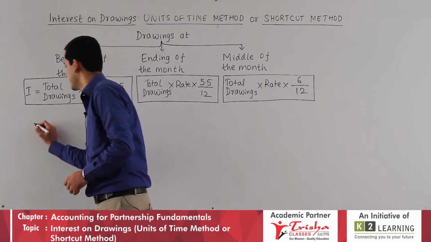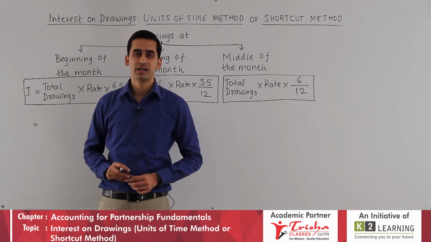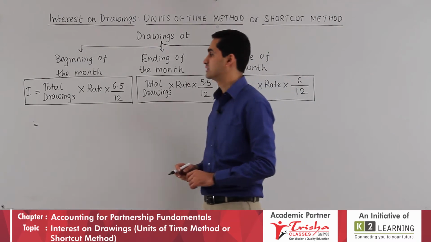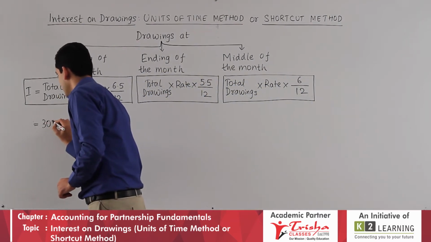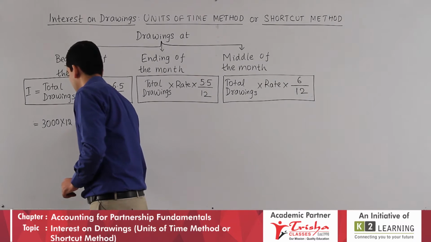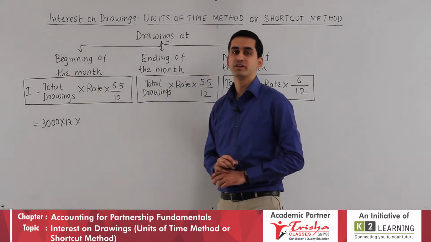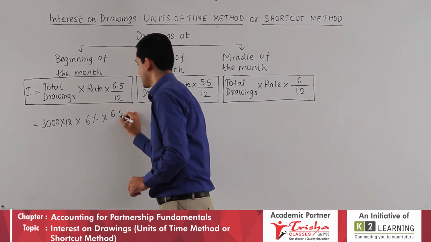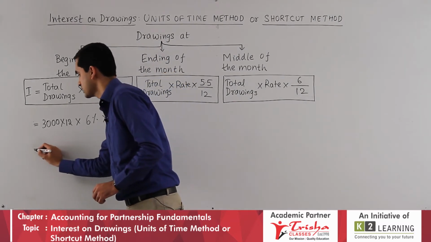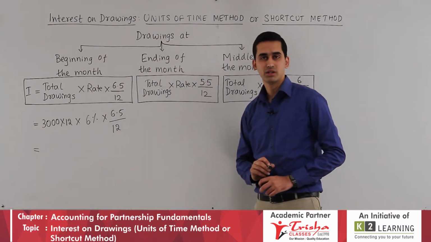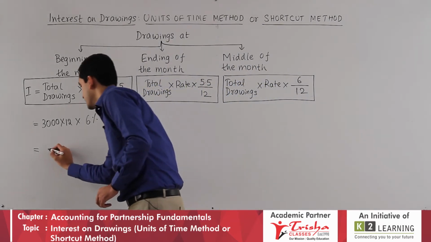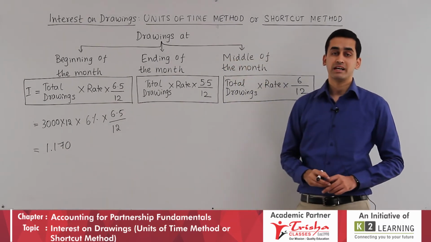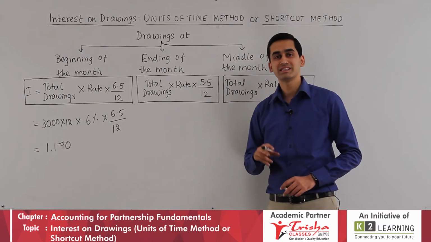Let us work out interest for the first one, Mr. Rajesh. Rajesh has withdrawn at the beginning of the month 3000 rupees. Total drawings will be 3000 into 12 months multiplied by rate of interest, given in the question as 6%, multiplied by 6.5 divided by 12 because it is beginning. Therefore, interest on drawings to Mr. Rajesh will be 1170 rupees.